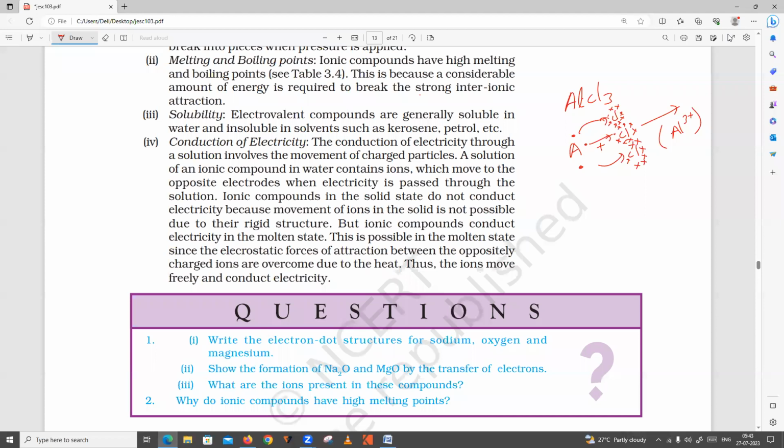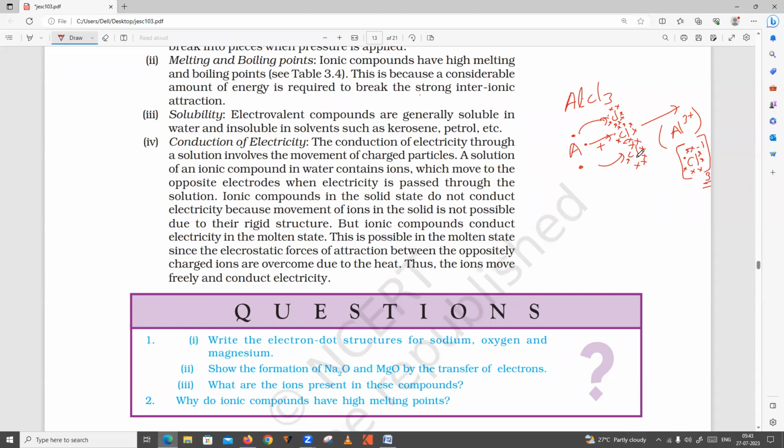Al 3 plus, and chlorine you have to write like this. Singly you can write chlorine minus 1. So 1, 2, 3, 4, 5, 6, 7 and 8. And down how much you have to write? Bracket. After that you have to write 3. Okay, everybody. So that is the formation of aluminum chloride, you can also write it.